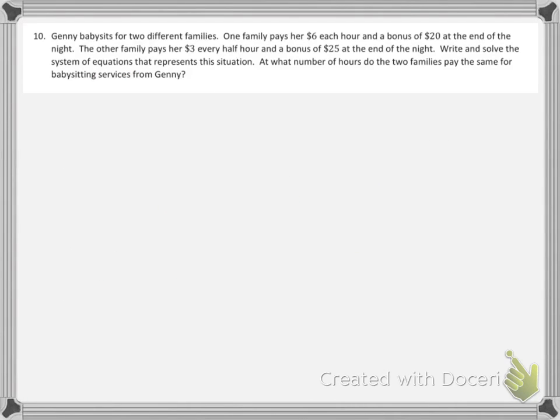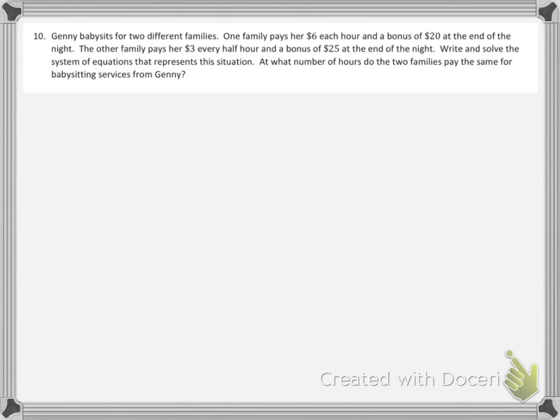Okay, last one. Jenny babysits for two different families. One family pays her $6 each hour and a bonus of $20 at the end of the night. The other family pays her $3 every half hour and a bonus of $25 at the end of the night. Write and solve the system of equations that represents the situation. Okay, so let's write the two equations first.